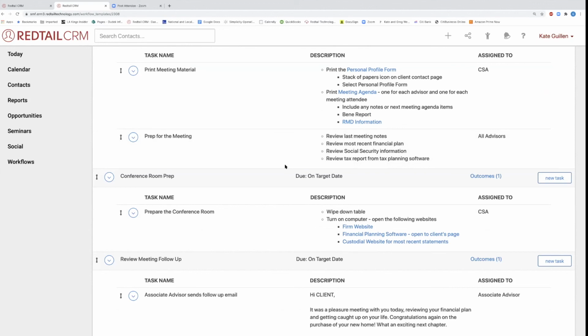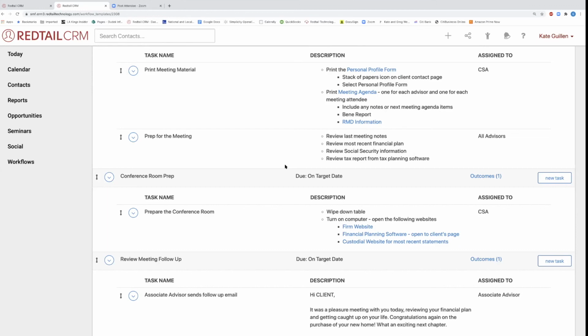Yeah, so I always included as much detail as possible without including too much. There's kind of a fine line, including so much detail that it was overwhelming. If I am the operations person or the advisor leading the meeting, I want to see the agenda. I want a list of their beneficiaries, and I want their RMD information.